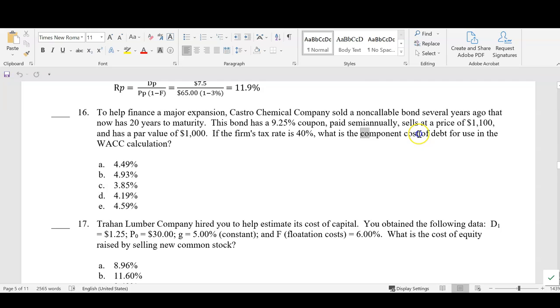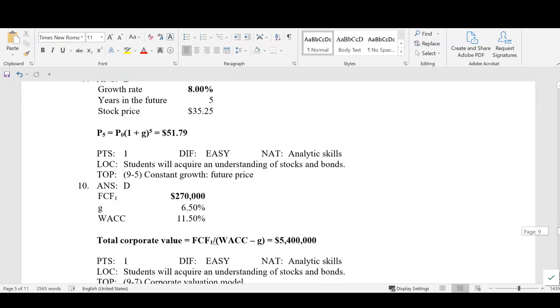Okay, so we're looking for component cost of debt here. We already know years to maturity, and we know the coupon rate. Again, note that this 9.25% should be the annual nominal coupon rate, even though this coupon is a semi-annual coupon. The given rate is usually nominal annual. The price of the bond is 1100. Par value is 1,000. Tax rate 40%. So let's look at the solutions here.